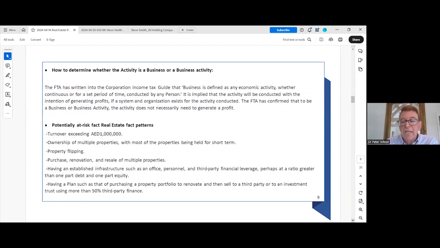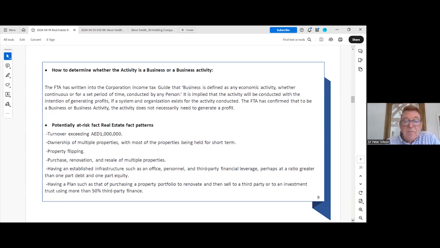Also, what's likely to be on the cusp of an issue is if you're purchasing, renovating, and reselling multiple properties. I've recently had a number of people coming to me who are looking at business opportunities of buying some villas on the Palm, renovating the villas and reselling them. And they've said that there's a lot of profit to be made on that. To me, that is not a real estate investment activity. That is a real estate trade, a business. That is going to be a problem.